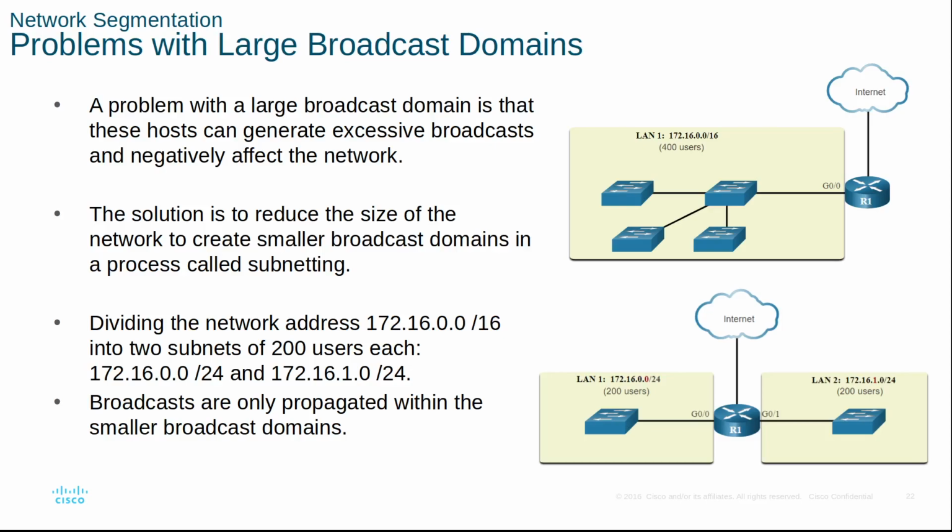So here's an example. They've taken this network here. They had 400 users on a single network. That's way too many. So they divided it into 2. They put one over here, they put one over here. 200 users here, 200 users here. And they subdivided their network. Why they went from a /16 to a /24, not too sure, but that's what they did.